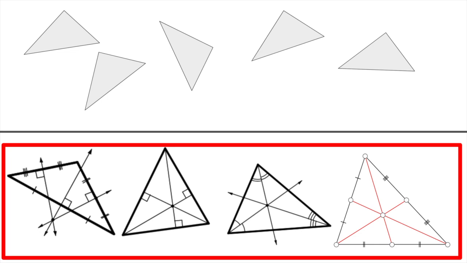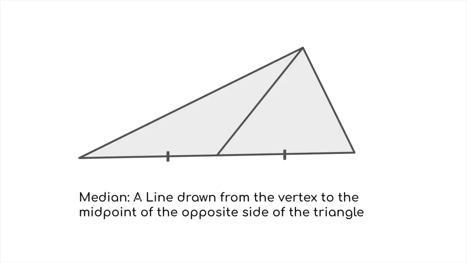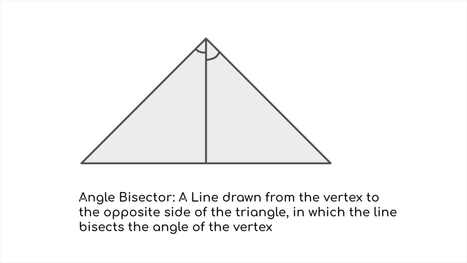Now, you might be wondering, what do any of these lines even mean? Well, let's start off with the simplest. An altitude. An altitude is a line drawn down from a vertex to the opposite side of a triangle at a 90-degree angle. This means that the line drawn from the vertex has to be perpendicular to the other side. A median is a line drawn from the vertex of a triangle to the midpoint of the opposite side. An angle bisector is simply a line that bisects an angle in the triangle.